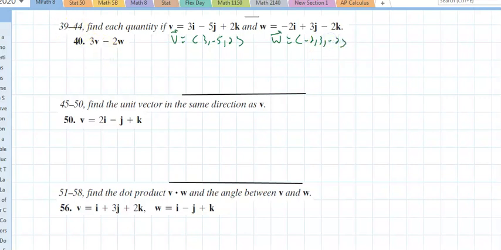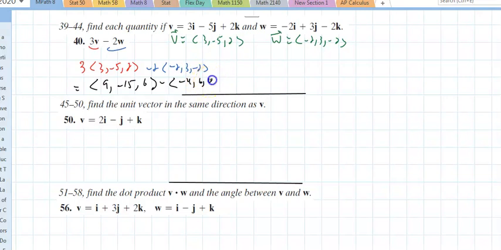If I want to find 3v minus 2w, that will be 3 times (3, negative 5, 2), minus 2 times w. That would be (9, negative 15, 6), minus (negative 4, 6, 4). By the way, you could have distributed the negative and just added, but whatever makes you happy.